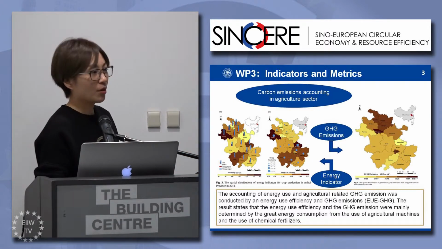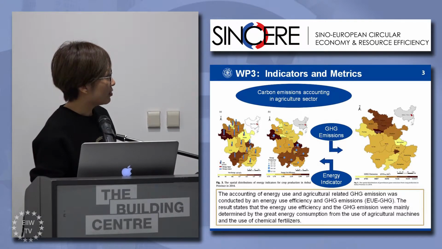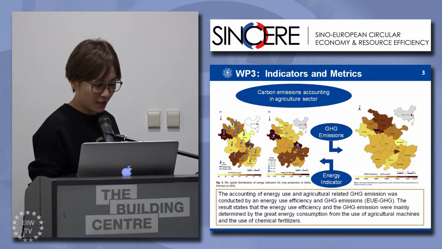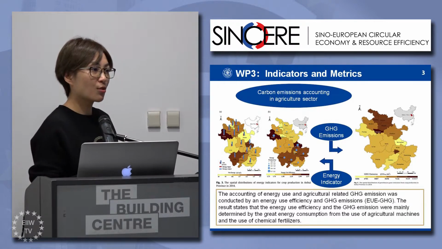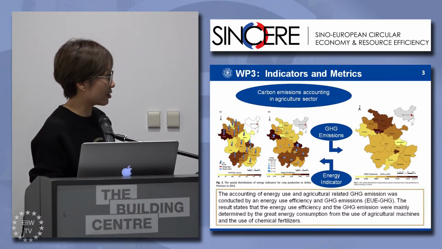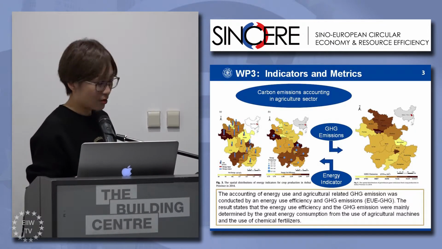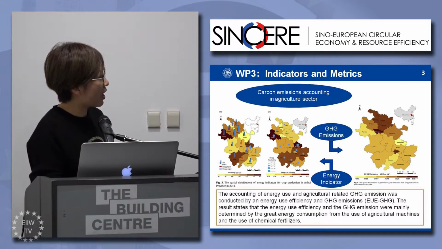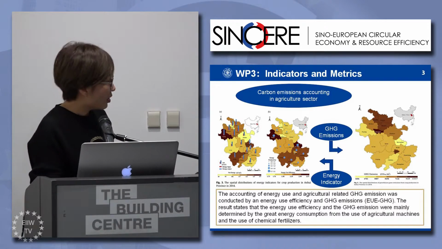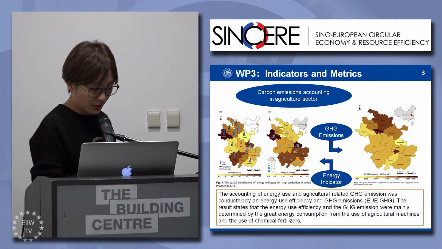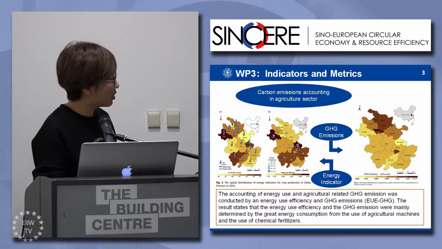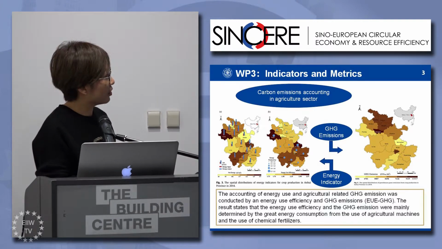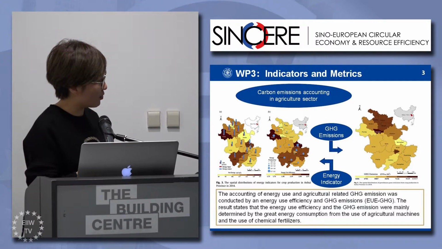This is Anhui province in China. They look at the spatial distribution of the greenhouse gas emissions produced by the agriculture sector in Anhui province. This is the greenhouse gas emissions on the right side, and these ones are the energy indicators. I looked into the figure, and it says it's the energy efficiency. So these are the energy indicators in this figure.